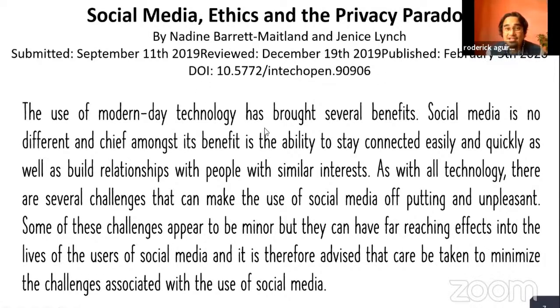They said that the use of modern day technology has brought several benefits. Social media is no different, and chief amongst its benefit is the ability to stay connected easily and quickly, as well as build relationships with people with similar interests. As with all technology, there are several challenges that can make the use of social media off-putting and unpleasant. Some of these challenges appear to be minor, but they can have far-reaching effects into the lives of the users of social media, and it is therefore advised that care be taken to minimize the challenges associated with the use of social media.